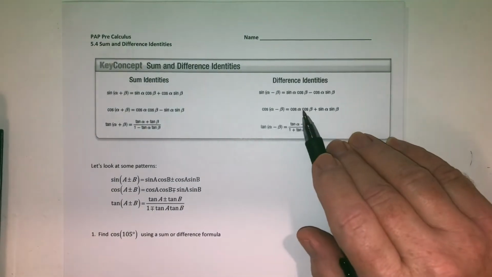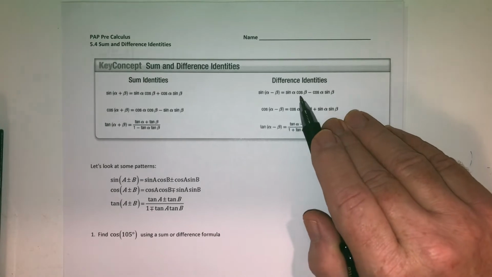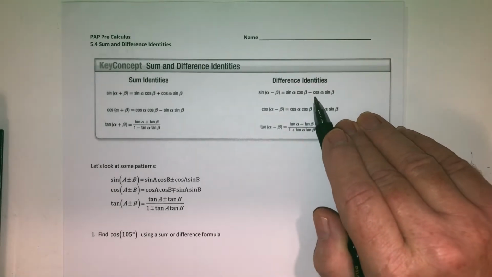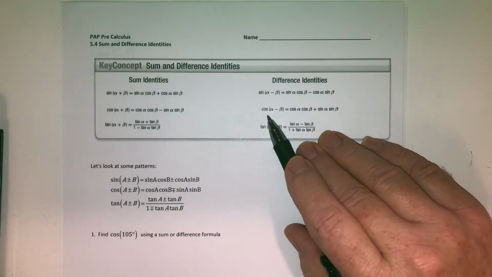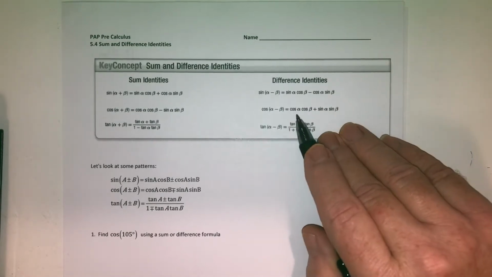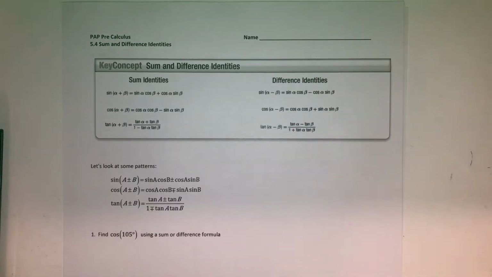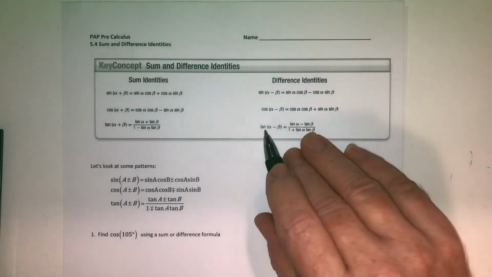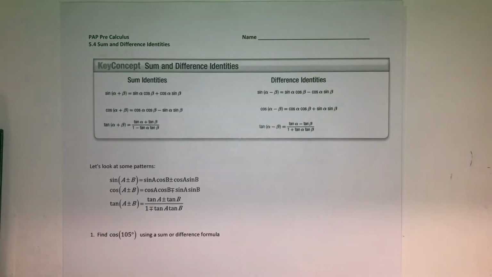Here are your difference identities. The sine of alpha minus beta is the sine of alpha times cosine of beta minus the cosine of alpha times the sine of beta. The cosine of alpha minus beta is equal to the cosine of alpha times the cosine of beta plus the sine of alpha times the sine of beta. And the tangent of alpha minus beta is the tangent of alpha minus the tangent of beta divided by 1 plus the tangent of alpha times the tangent of beta.